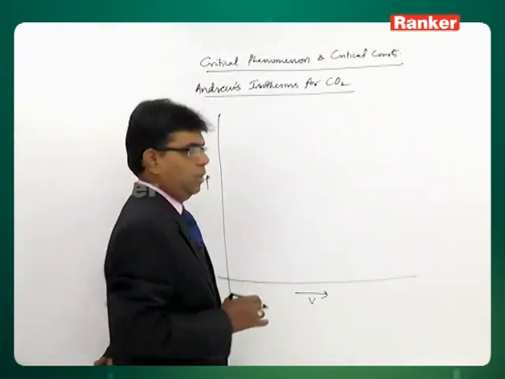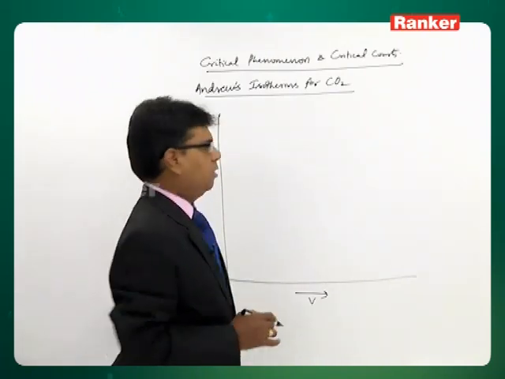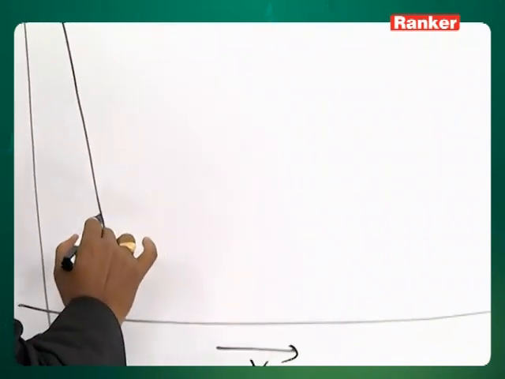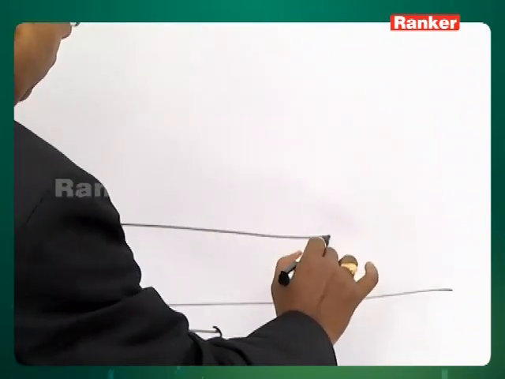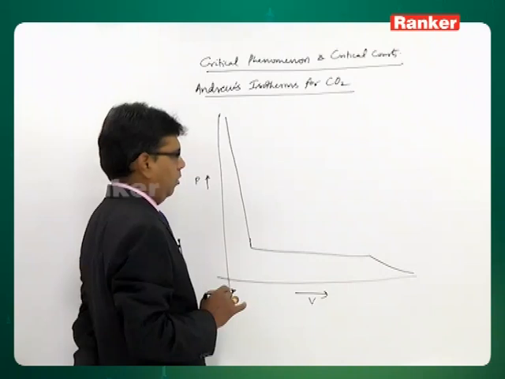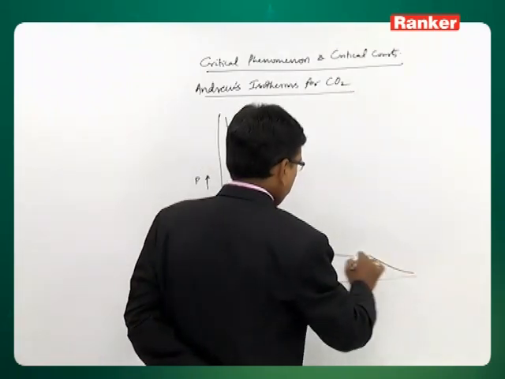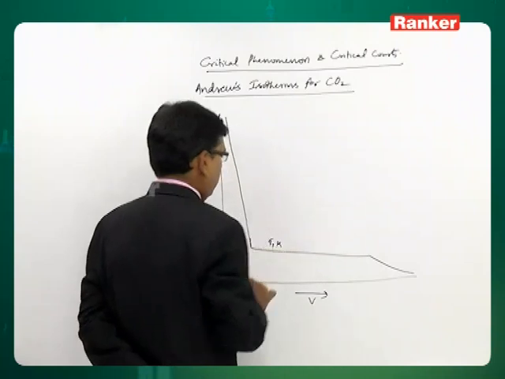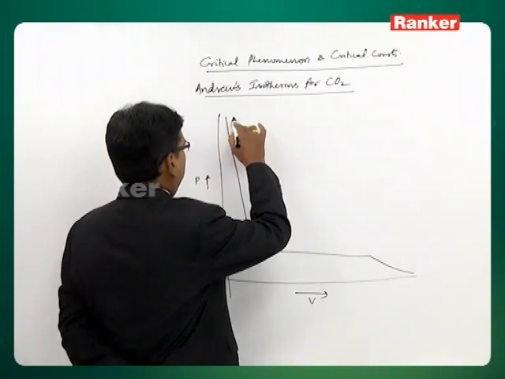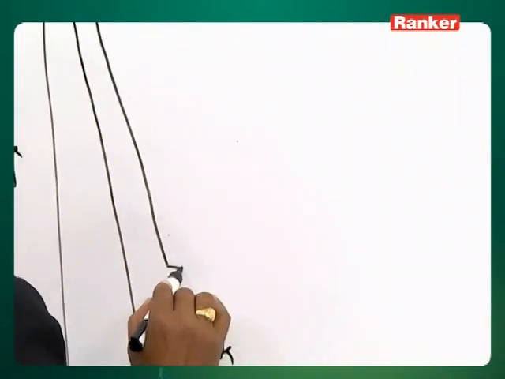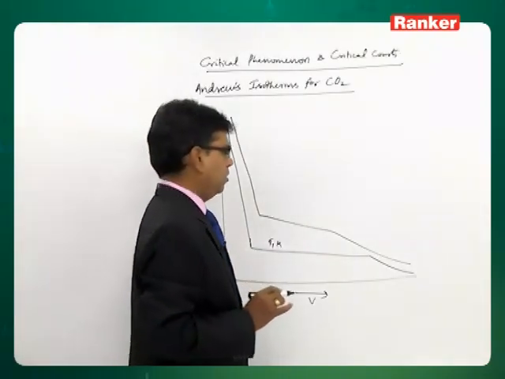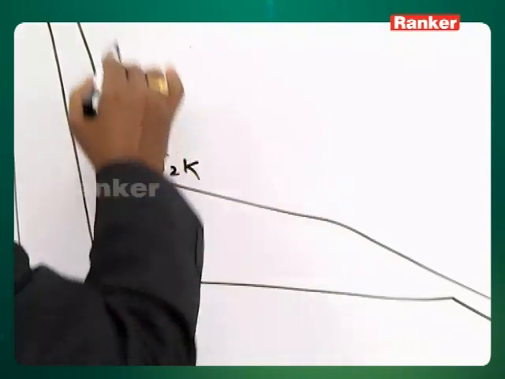First, it is observed that at very low temperature, the graph is found to be like this. This is at a temperature T1 Kelvin. Then at a higher temperature, when the graph is drawn, it is found that the graph is something like this. This is at T2 Kelvin.